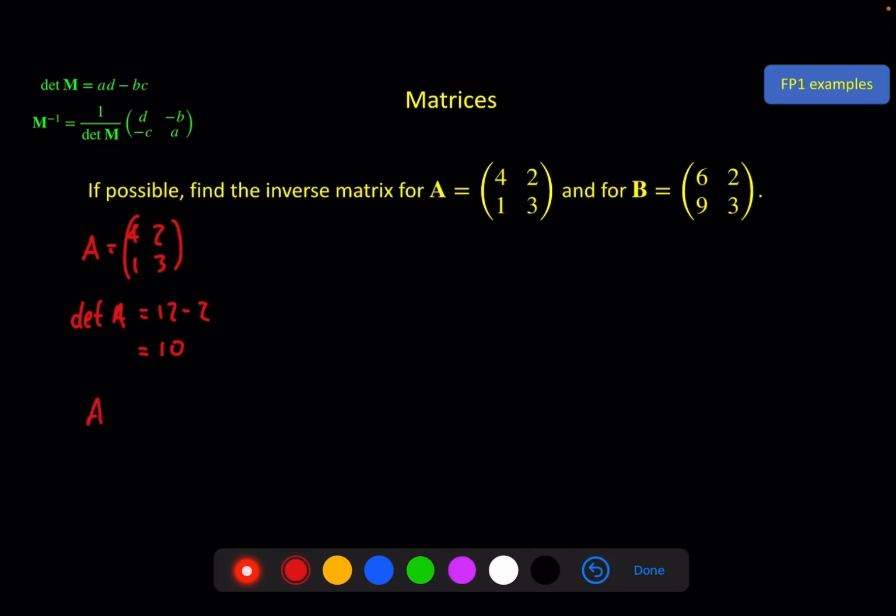So let's find the inverse of A. 1 divided by the determinant of A, that's 10, times by the matrix D, minus B, minus C, A. So my A and my D elements switch places. So I put the 3 here and the 4 here. And then the B and C stay where they are, but I negate them. So we've got minus 2 and a minus 1.